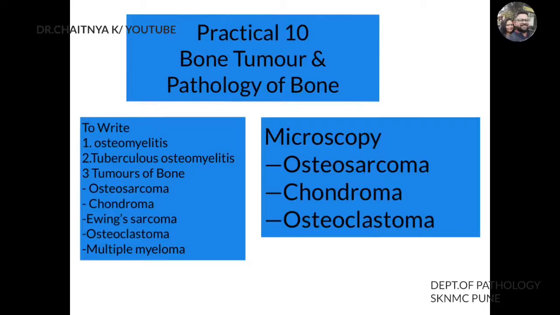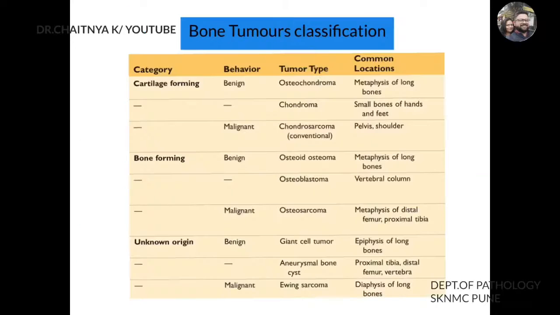Coming to part 2 of the practical of the bone, that is the bone tumors. Before going to the bone tumors, just quickly revise your bone tumor classification. Here you can see the bone tumors can be classified according to the formation, what the tumor is forming, that is cartilage, bone forming or unknown origin.